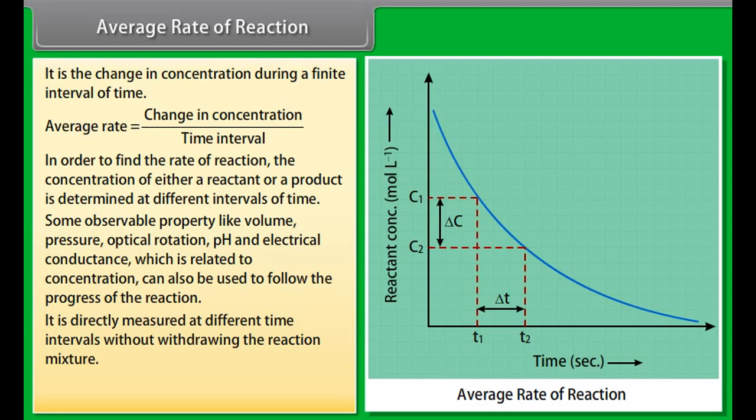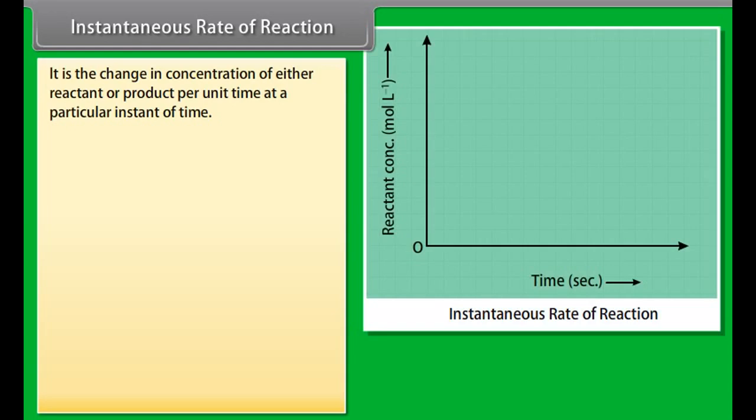It is directly measured at different time intervals without withdrawing the reaction mixture. Average rate is equal to negative delta C upon delta T. Instantaneous rate of reaction: it is the change in concentration of either reactant or product per unit time at a particular instant of time.